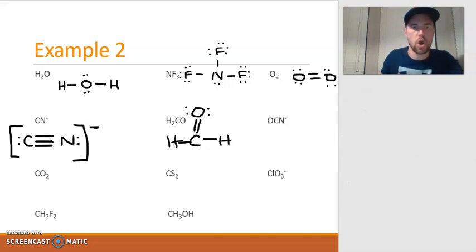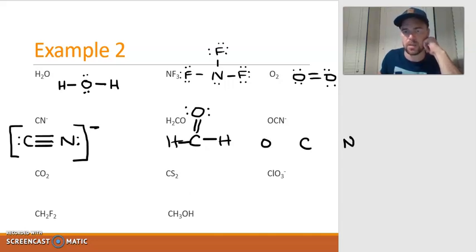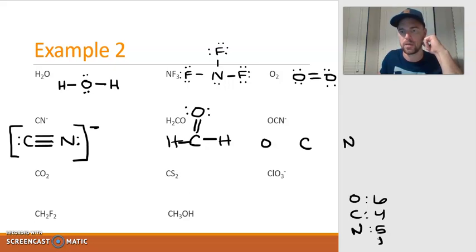We now get to OCN negative. As you can guess from the previous example, carbon is in the center, and we have oxygen and nitrogen. So let's take a look at what we got here. Oxygen is 6 valence electrons, carbon is 4, nitrogen is 5, and then I'm throwing a 1 in there because it's a -1, so it has 1 extra electron. So total, we have 16 valence electrons.